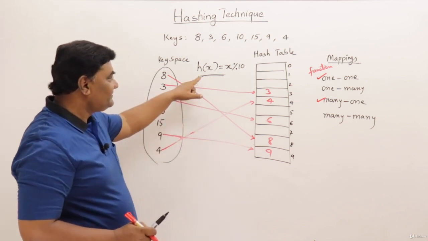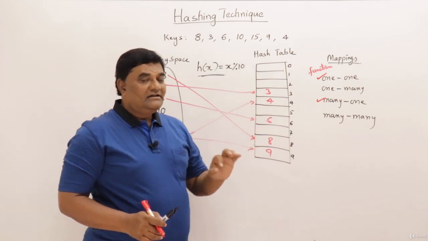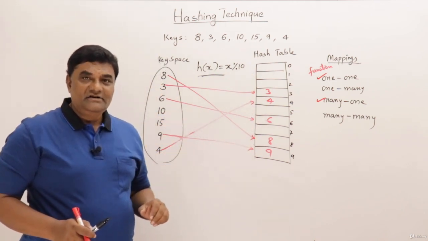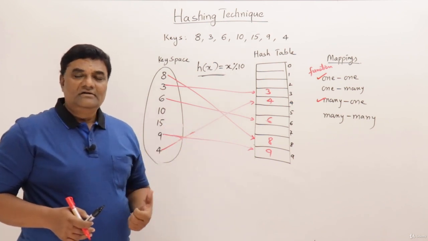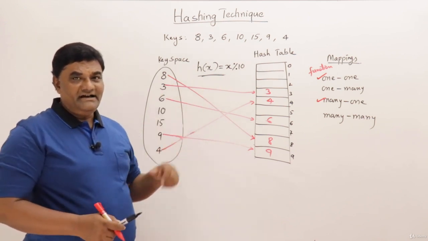So what should be the hash function? The hash function is modified to x mod 10. So this hash function will never give you a value greater than 9. So you get the values from 0 to 9 only because it is mod 10. Now let us map these values once again using that hash function.